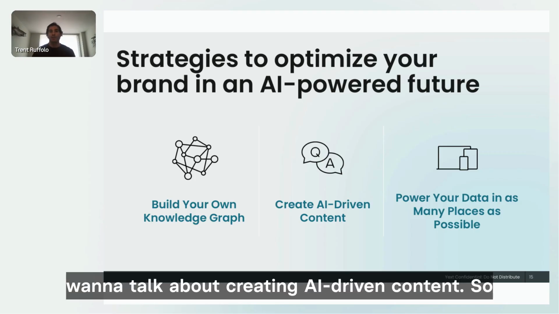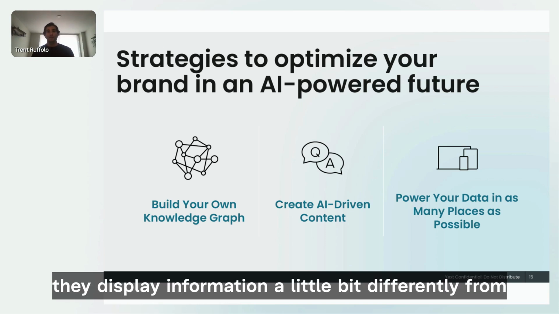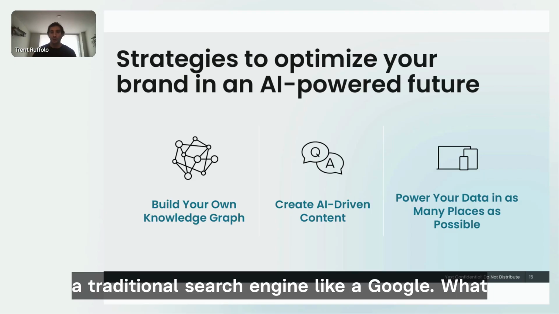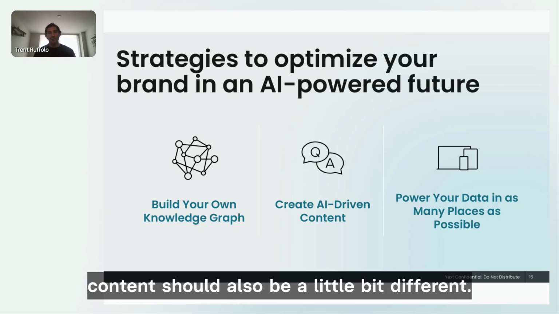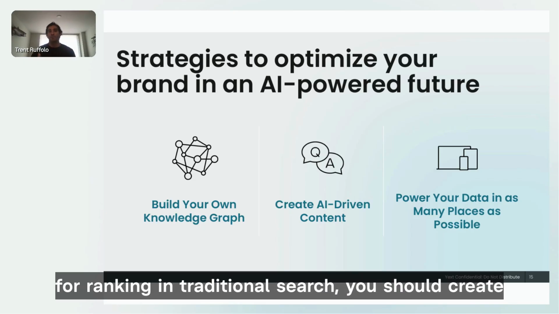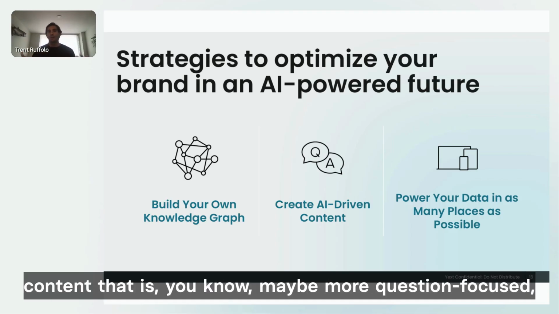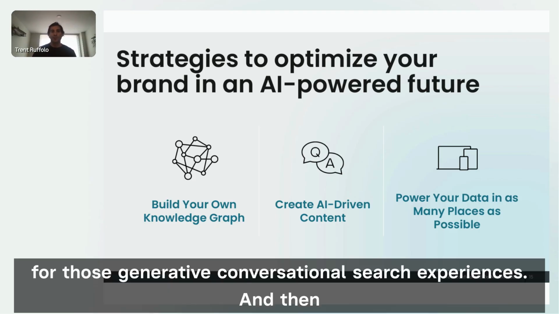Next here, I want to talk about creating AI-driven content. So these AI-powered platforms display information a little bit differently from a traditional search engine like Google. What this means is how you create and optimize content should also be a little bit different. So instead of just focusing on keyword optimization for ranking in traditional search, you should create content that is maybe more question focused. And this tends to be more optimized for those generative conversational search experiences.